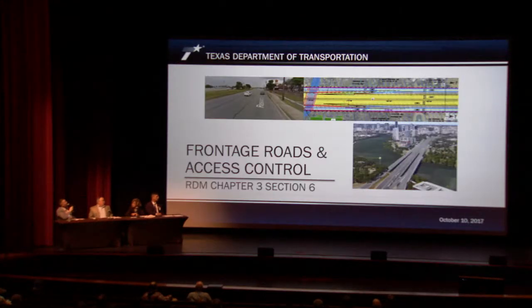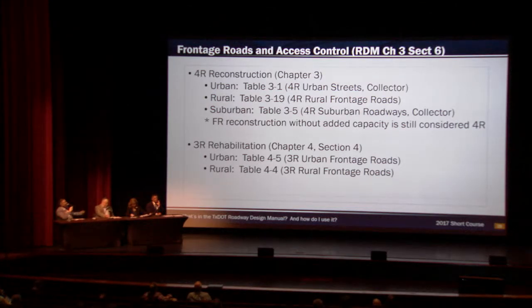Okay, thank you. All right, real quick here, some advice on frontage roads, access control, and then also collector distributors. So here's just a summary of where you find all frontage road design criteria, and specifically, let me call out the urban and the suburban, because if you look at the titles in parentheses of those other tables, they're actually simply frontage road tables. But in order to get the proper criteria, and there are paragraphs in the manual that explain this, if I'm doing an urban 4R urban frontage road, I actually use the urban street table 3.1 and use the collector criteria. So just keep that in mind.